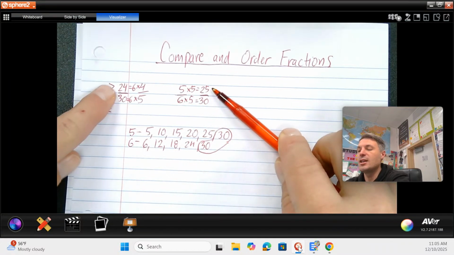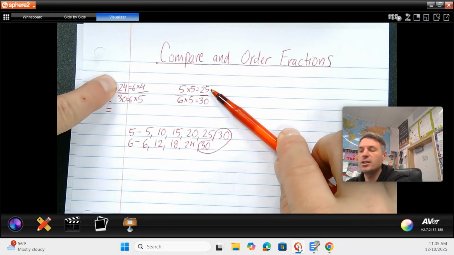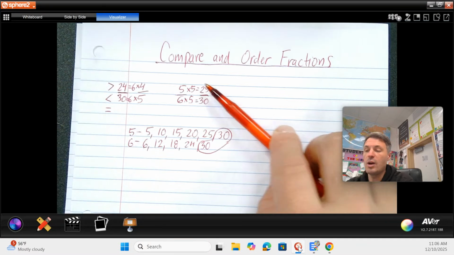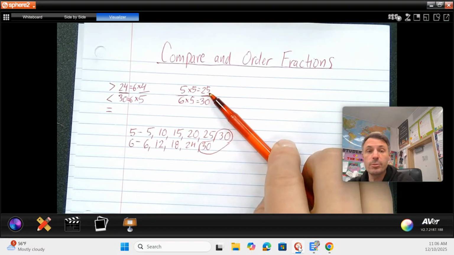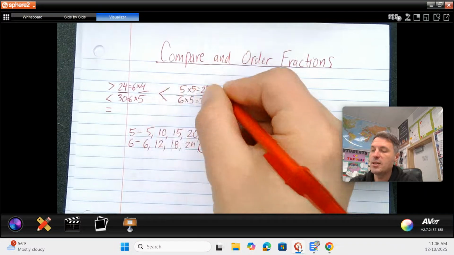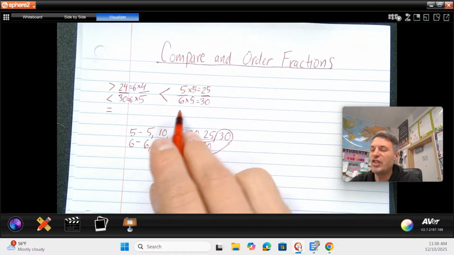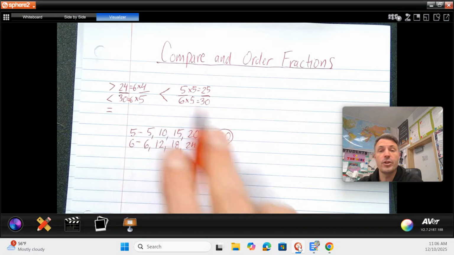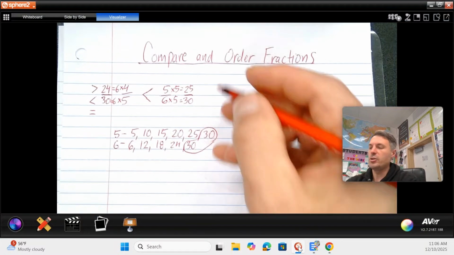So now these pieces that it's cut into can now be compared because we're now comparing slices that are the same size. So now we can just see which numerator is bigger. Since 25 is bigger than 24, that means this is the bigger fraction. So 5/6 is bigger than 4/5. Let's do another example.